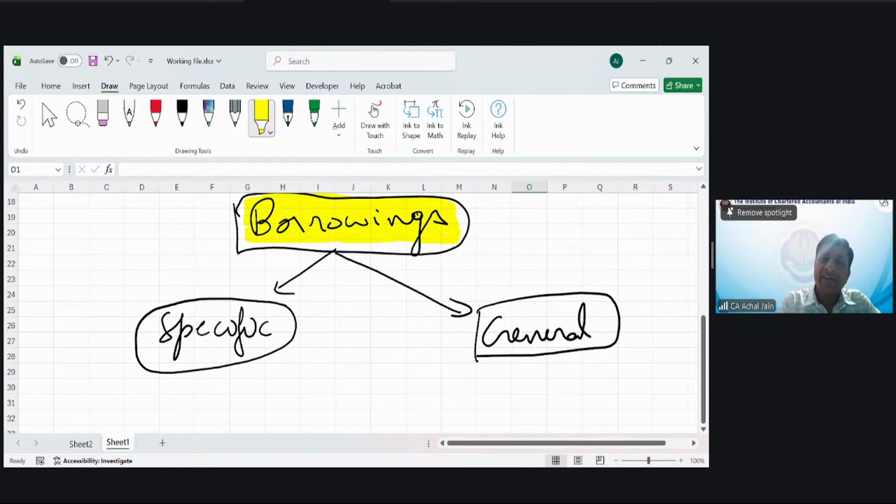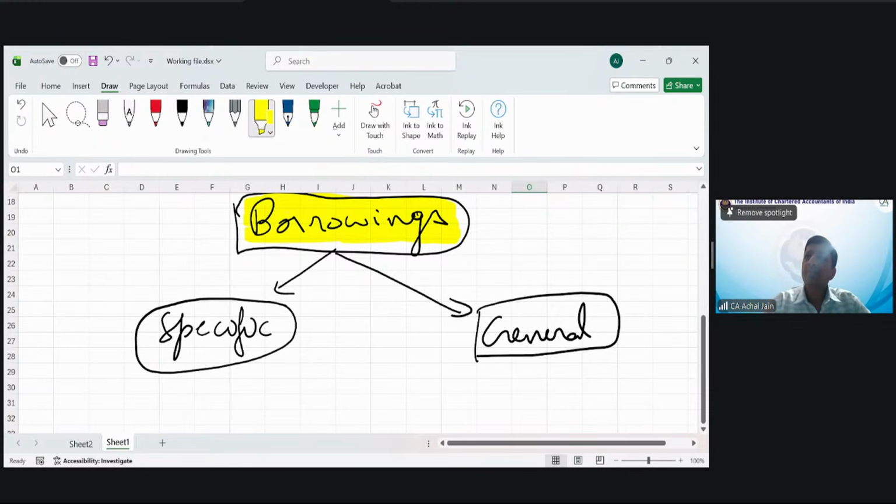Now, how is that relevant? Let's understand the meaning of specific borrowings. Specific borrowing means when a loan is taken specifically for a purpose. For example, a company has taken a loan for construction of the building. Because it's a specific borrowing, it's specifically taken for the construction of the building. So the company will be utilizing this amount only for construction of the building. They can't utilize it for any other purpose.